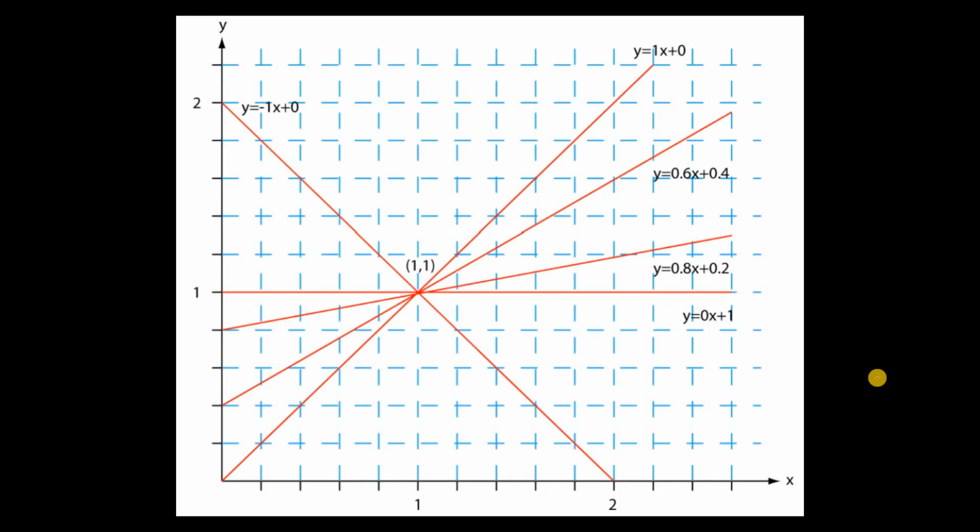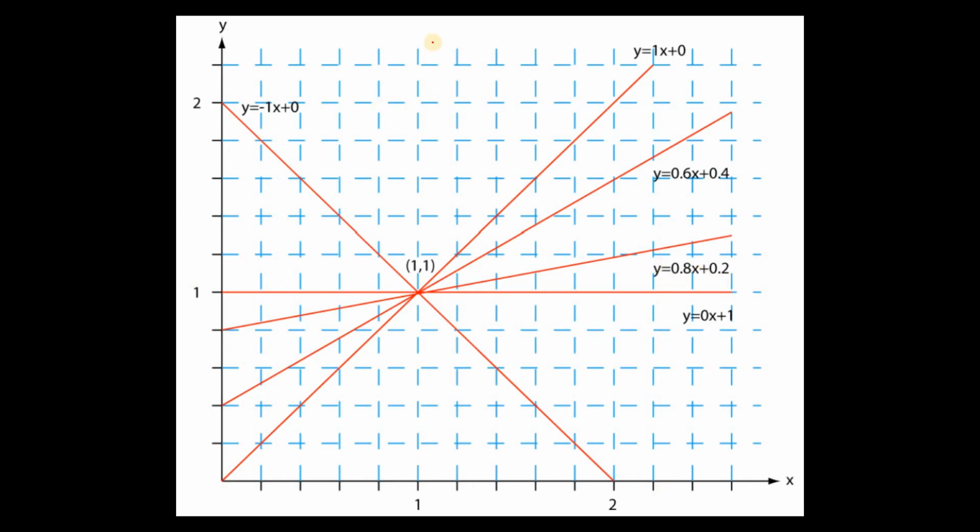So here is an example. You see over here lots of lines: y equals minus 1 x plus 0. Then there is another one, y equals 1x plus 0. Then there is m is 0.6 and b is 0.4, m is 0.8 and b is 0.2, and so on.